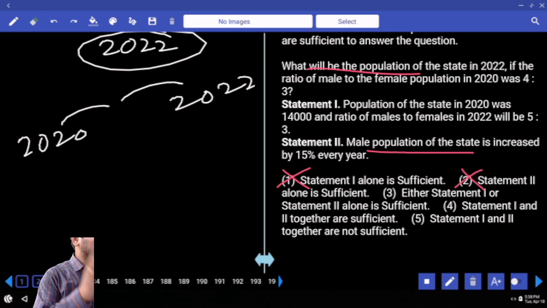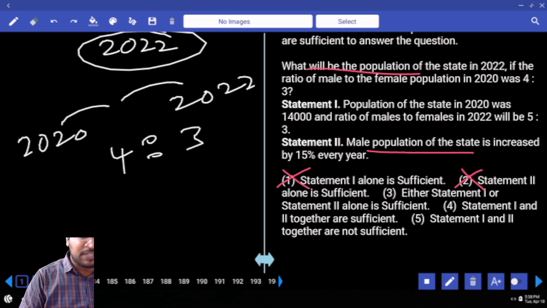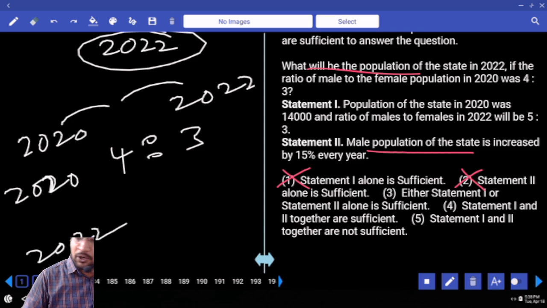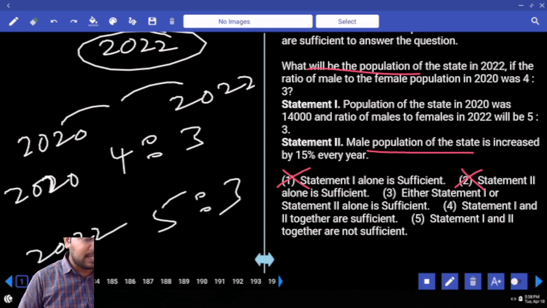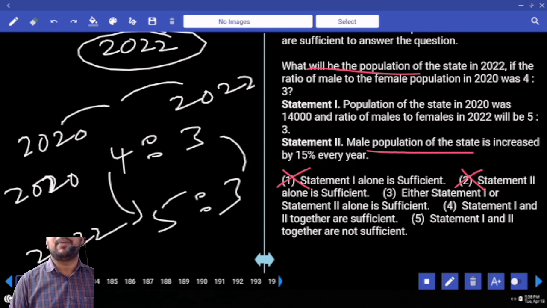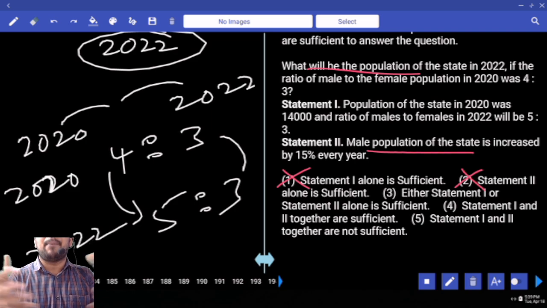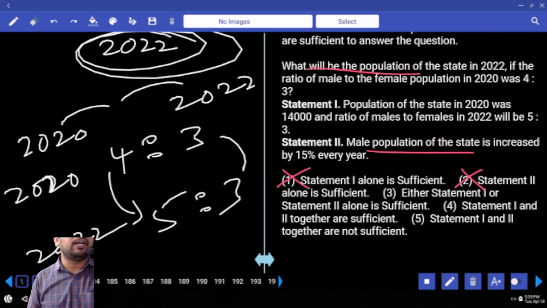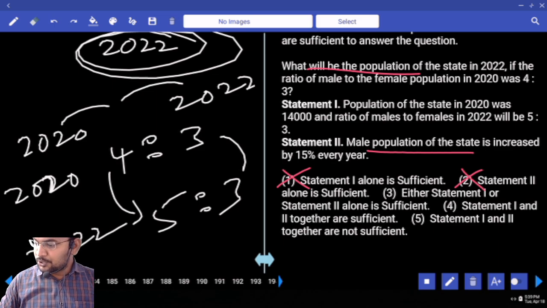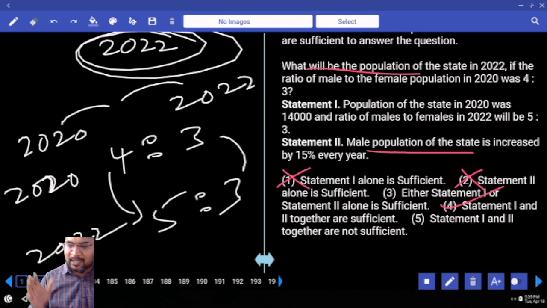But if we combine both, the 2020 ratio is 4:3, and the 2022 ratio we also know, 5:3. All of you clear? For male they gave the increase percent, correspondingly we can find out female also. Once we know male and female, if we combine both, then we will get the total population of 2022. Yes, by using both, the answer is possible. So statements 1 and 2 together are compulsory to say the answer.